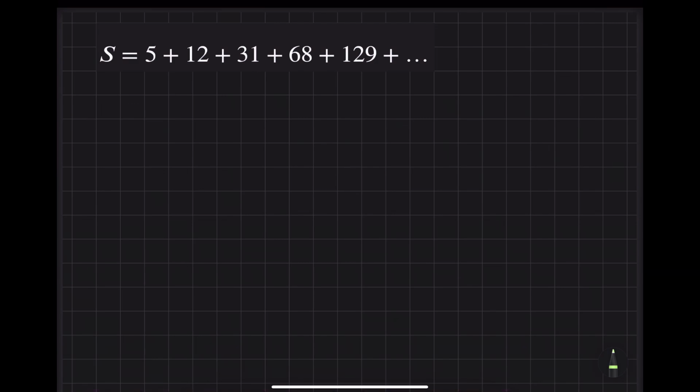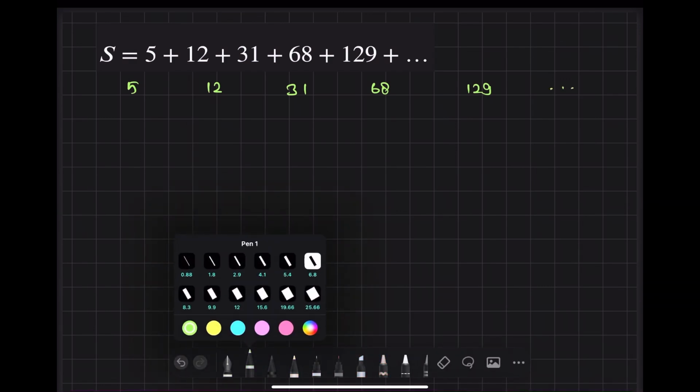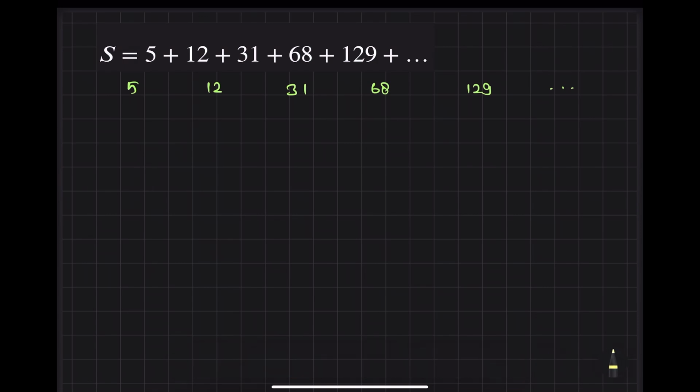Okay, so look at this. What does the VN series mean? Suppose the terms are 5, 12, 31, 68, 129, and it goes on like this. So what we will do is write down the differences. We will keep on writing the difference series.